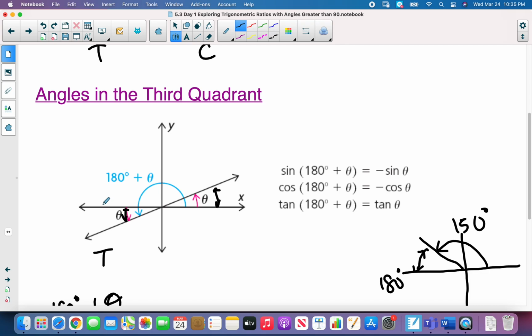In the third quadrant, let's say you have an angle in the third quadrant, that's right here, starting at the initial arm, the terminal arm ends here. So it's an angle which is theta degrees more than 180. So sine of 180 plus theta would be minus sine theta. Cos of 180 plus theta would be minus cos theta. Tan of 180 plus theta would be plus tan theta. So it's only tan that's going to be positive, sine and cosine are going to be negative, because sine and cosine are negative in the third quadrant.